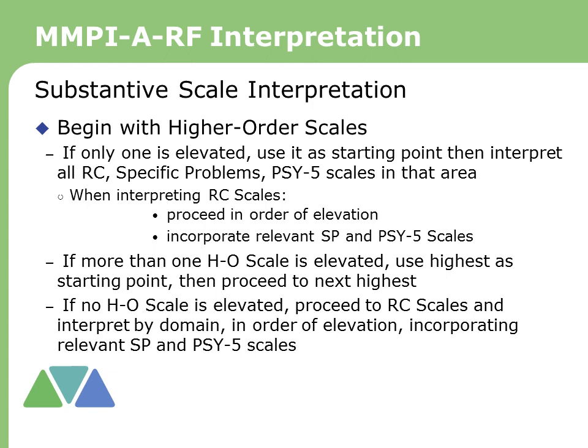And so to summarize, MMPI-A-RF interpretation begins with higher order scales. If only one is elevated, you use that as the starting point to interpret, and then you move to the RC scales, specific problem scales, and Psi-5 scales. When interpreting the RC scales, you proceed in the order of their elevation, incorporating the relevant specific problem scales and Psi-5 scales. If more than one higher order scale is elevated, which is going to be true in the clinical examples we're using, use the highest one as the starting point, then proceed to the next highest one. If no higher order scale is elevated, proceed to the RC scales and interpret by domain.